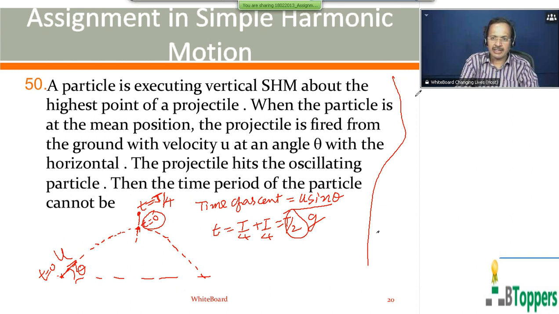That means the projectile hits the particle at the highest point of its path. The particle is performing simple harmonic motion in the vertical direction, with the highest point of the path of the projectile as the mean position.